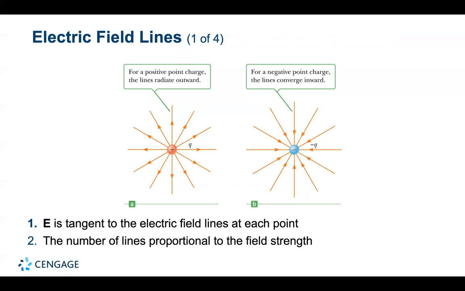And number two, the number of lines per unit area through a surface perpendicular to the lines is proportional to the strength of the electric field at any given region. Note that E is large when the field lines are close together and small when the lines are far apart. The figure on the left shows some representative field lines for a single positive point charge.